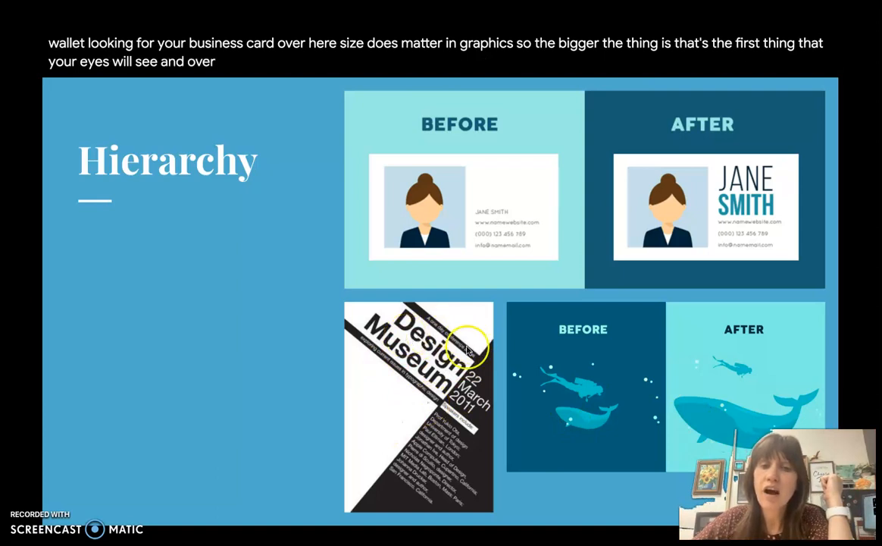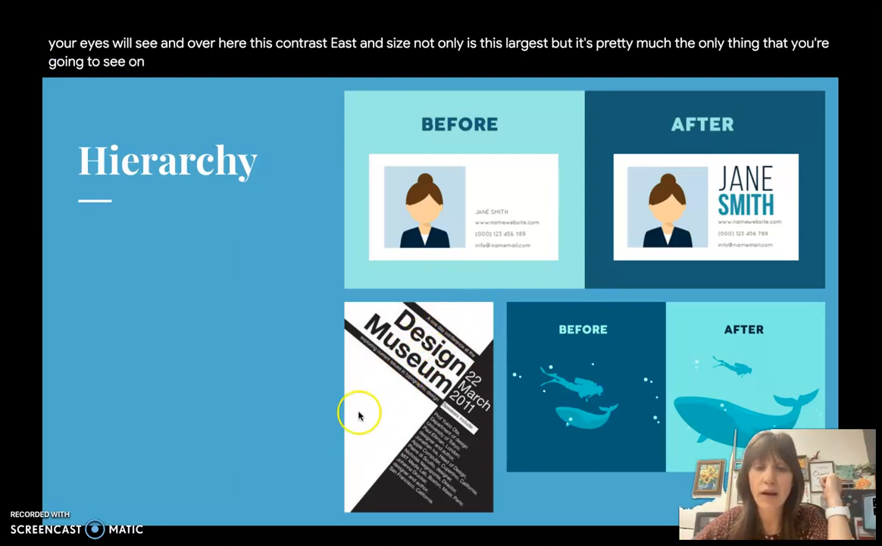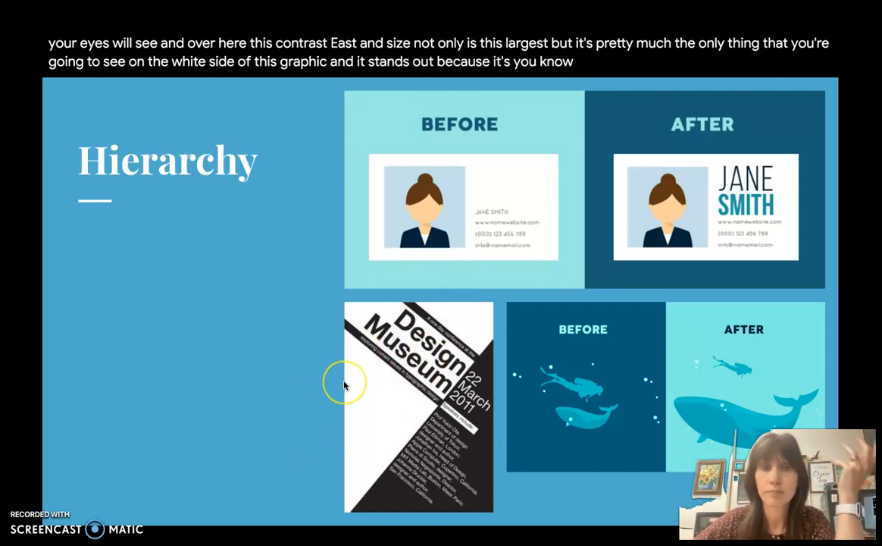And over here, this is contrast and size. Not only is this largest, but it's pretty much the only thing that you're going to see on the white side of this graphic. And it stands out because it's contrasting with the white background.